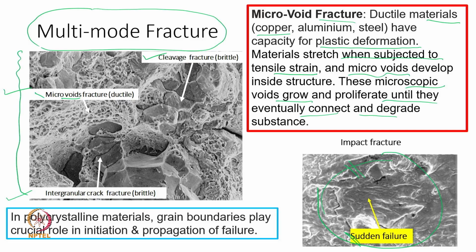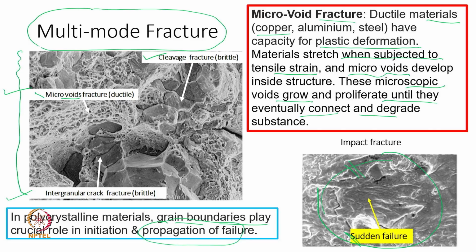Now, another one, as I mentioned here, is cleavage and intergranular crack fracture. Mostly the cleavage occurs wherever there are grain boundaries, because the grain boundaries are already weak planes. If there is some crack already available, it will follow the path of propagation and then cause a failure.